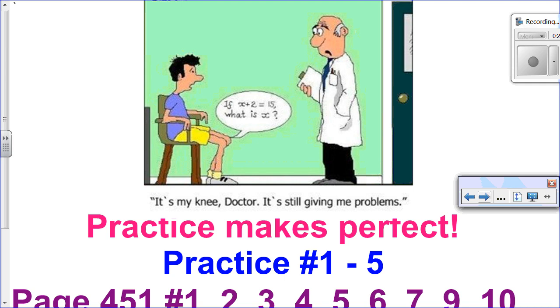So speaking of problems, guy goes into the doctor and says, "Hey doc, my knee's been giving me problems." And by problems, it's if x plus 2 equals 15, what is the value of x? Thought that was pretty cute, as someone who also has problems with her knee, but more of a knee nature than a math nature.